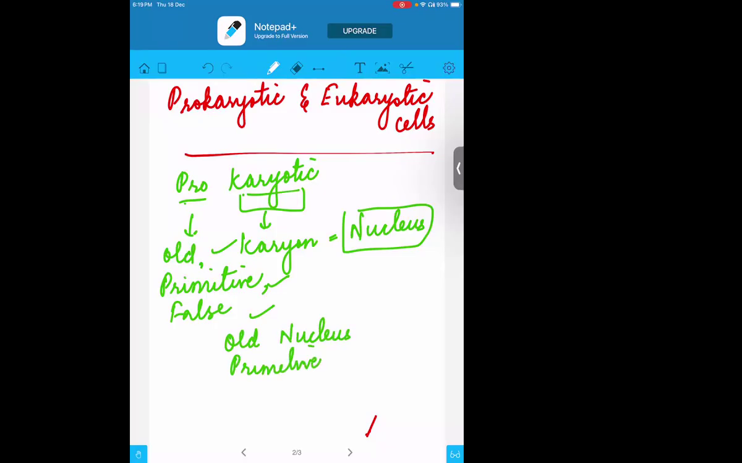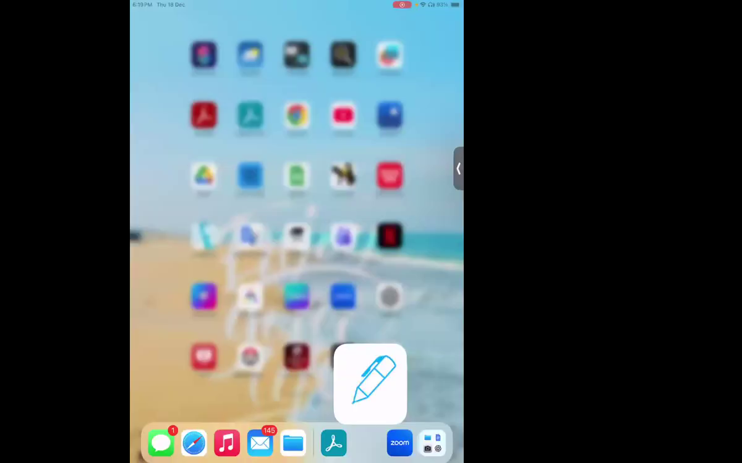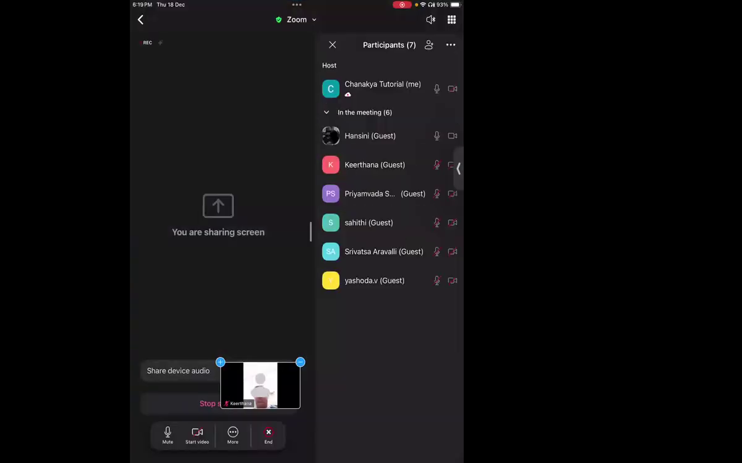So those cells which have the old nucleus, or primitive nucleus, or the false nucleus, such cells are called the prokaryotic cells. Here, old or false means it looks like the nucleus, but actually it is not the nucleus. In prokaryotic cells, the nucleus is not clearly visible at all. So those cells are called the prokaryotic cells.